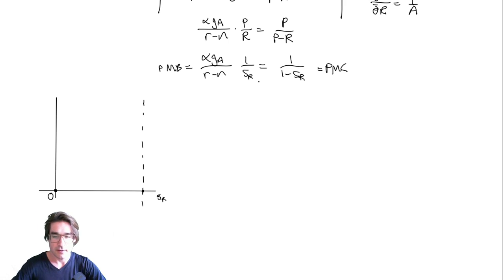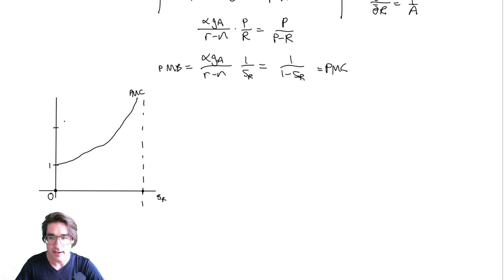Okay, so the cost, I guess, when SR is zero, that's gonna be equal to one, and as SR goes to one, that goes to infinity. So that's starting here at one. This is not a good graph, but it's tough. That's going to infinity. Pretend it was actually smoother. And it sort of asymptotes at this dotted line at one. And that's the PMC, private marginal cost.